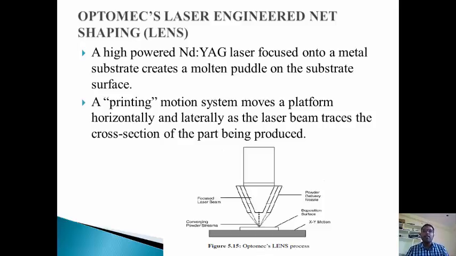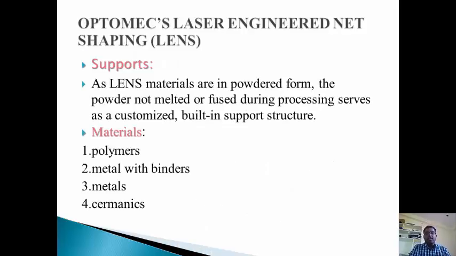In this process, deposited heat is supplied to melt the powders, focused at high power by using Nd:YAG laser beams. The powder is also focused onto the workpiece, and the laser is focused at the same point, so it melts accurately at that point and forms a harder layer. When the layer is completed, the deposition head moves up to the next layer. The powder that is not melted is used as a support structure. Materials for this are polymers, metals with binders, metals, and ceramics.